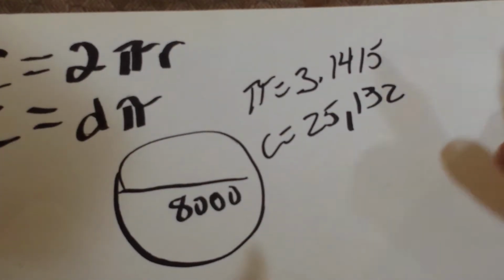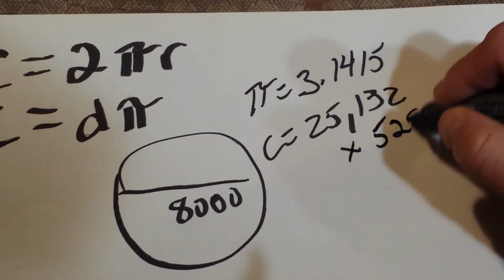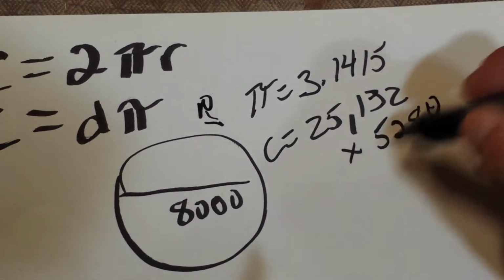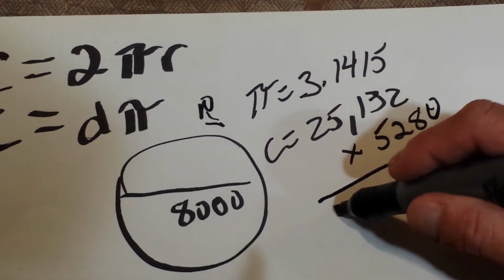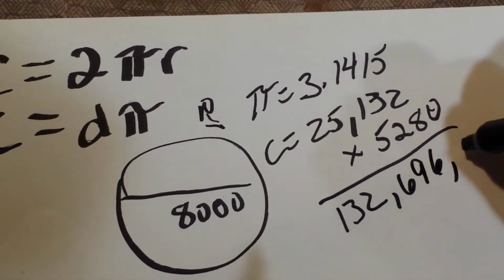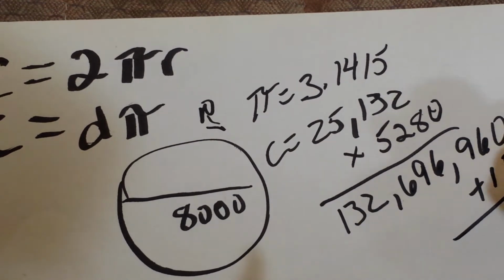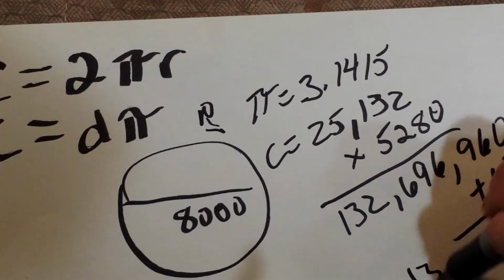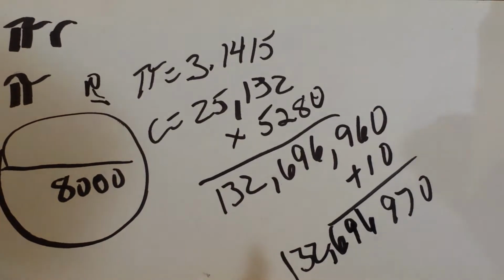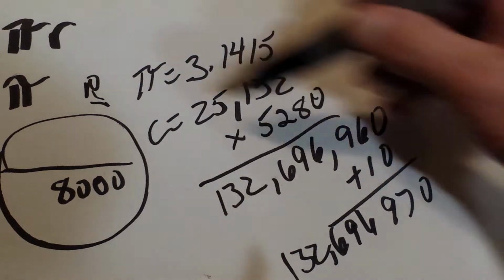3.1415. You get 25,132 miles. If you take that times 5,280 feet, because we're going to add 10 feet to this, if you take that times 5,280, we're going to get 132,696,960. You add 10 feet to that, you're going to get 132,696,970.